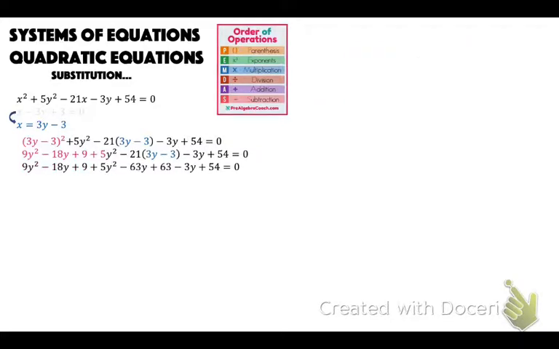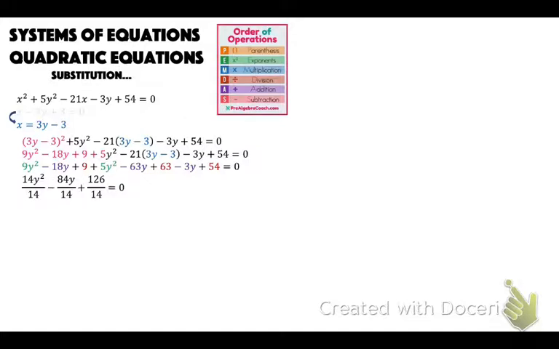Okay, then I'm going to multiply that 21 in right here. So that's -63y plus 63. So this is 9y squared minus 18y plus 9 plus 5y squared minus 63y plus 63 minus 3y plus 54 equals 0. Group the y squareds together so you get 14y squared. -18 minus 63 minus 3 is -84. 9 plus 63 plus 54 is 126.